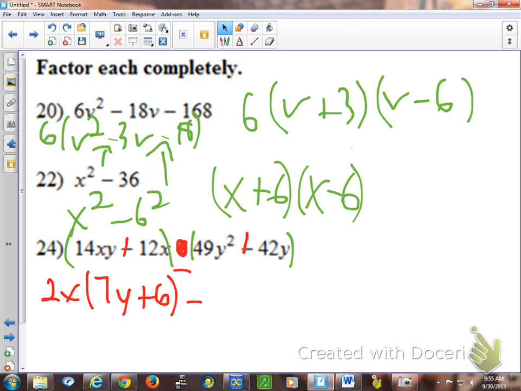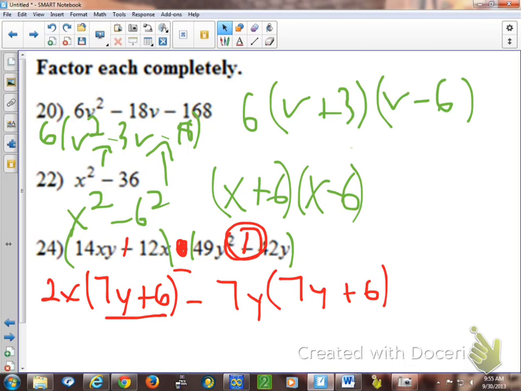Minus. What factors out of the second one? What number goes into 49 and 42? 7. And can we take out a y? Yeah. And that'll leave you with, let's see, 49 divided by 7 is 7. y squared divided by y is y. 42 divided by 7 is 6. And it's plus because I changed this sign to a positive.